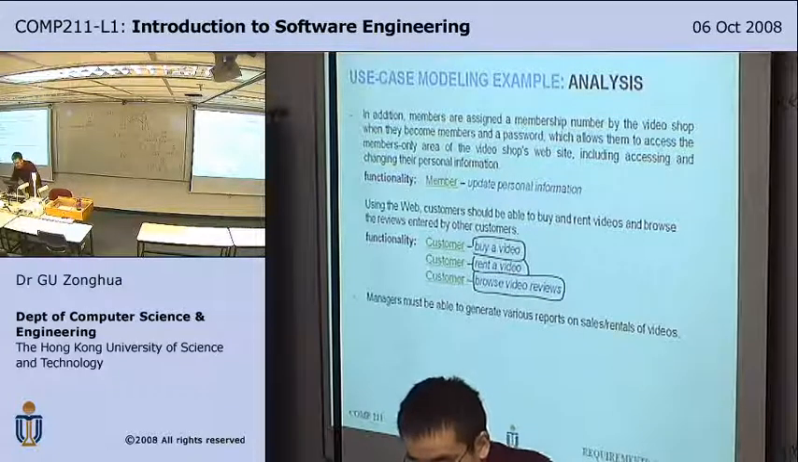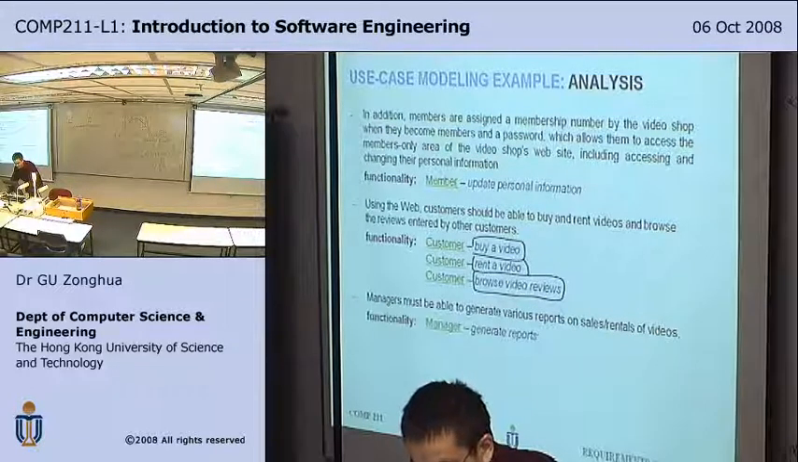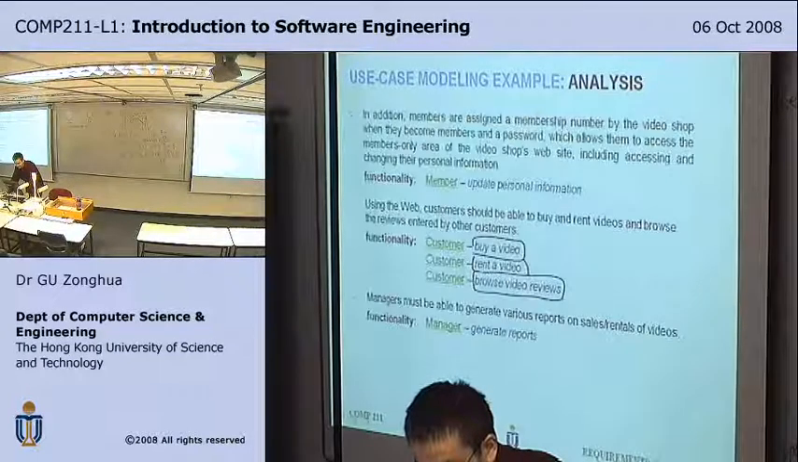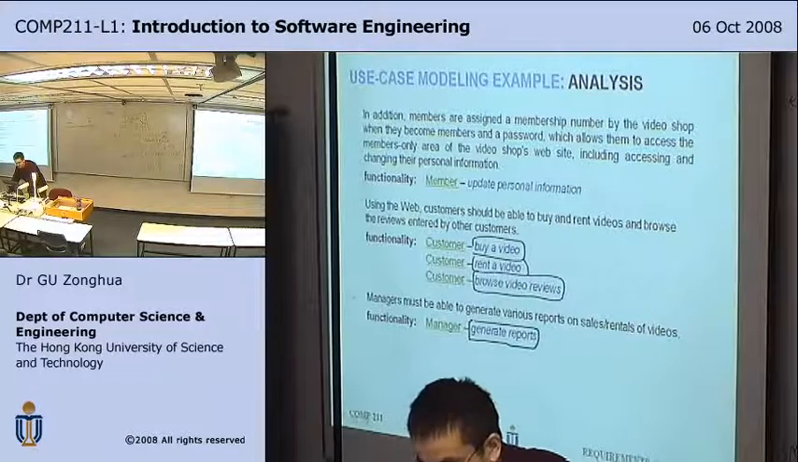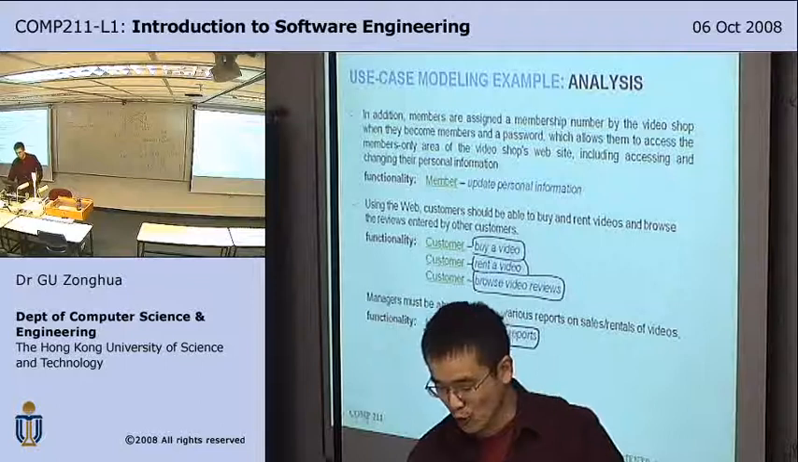Managers must be able to generate various reports on sales, rentals of videos. So manager generates reports. That is the functionality. Again, this is part of the use case, not the domain model. You never put generating reports into the domain model.